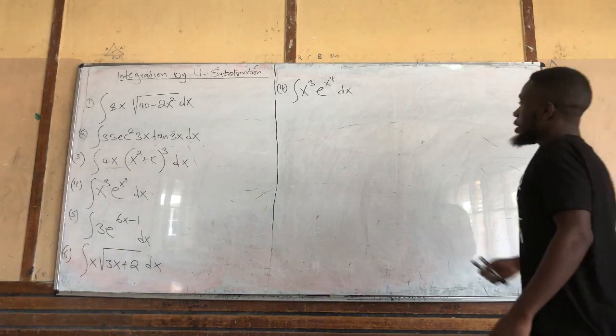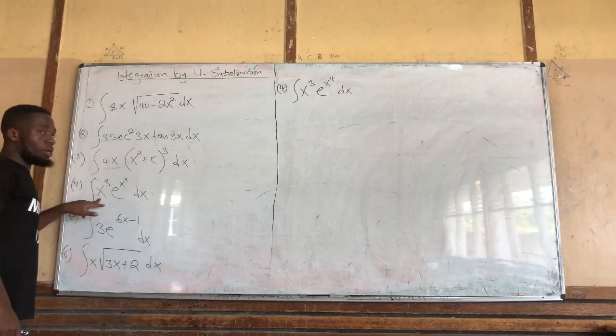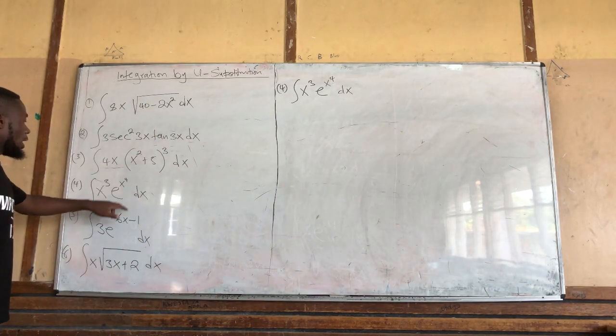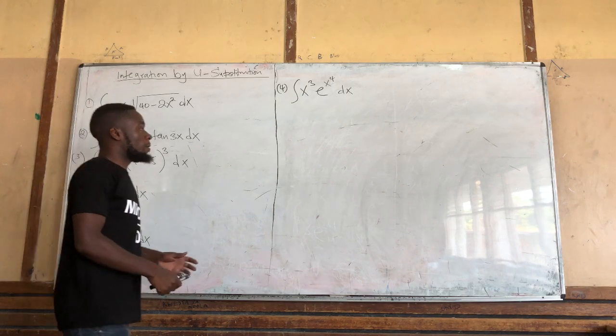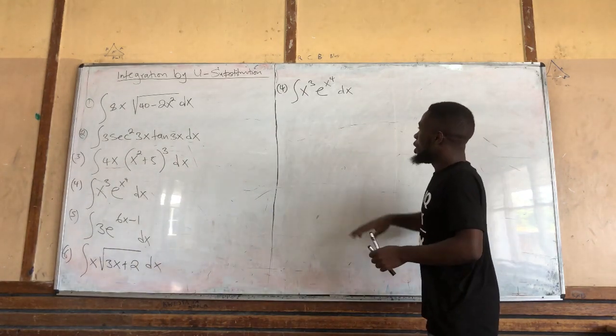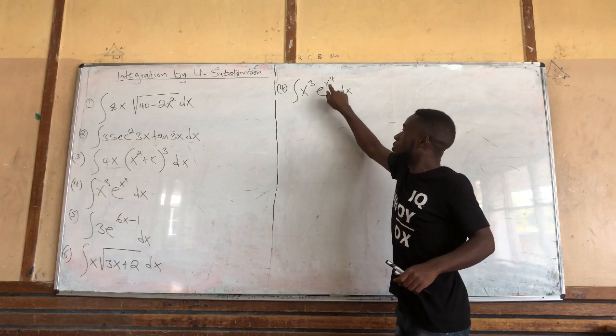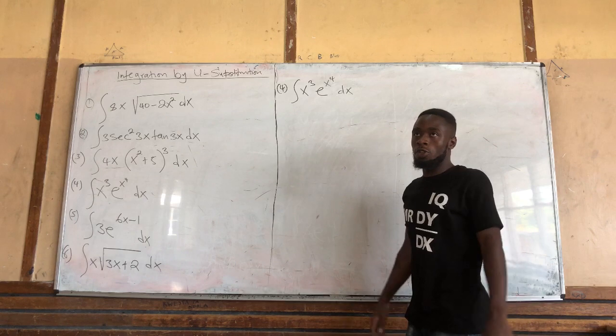So now let's answer question number 4 here, which is the integral of x to the power 3 e to the power x to the power 4 dx. So what should our thinking process be here? Let's just concentrate on the x part. This one and this one.